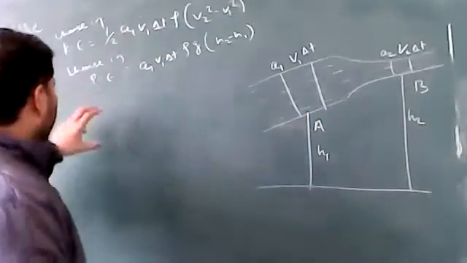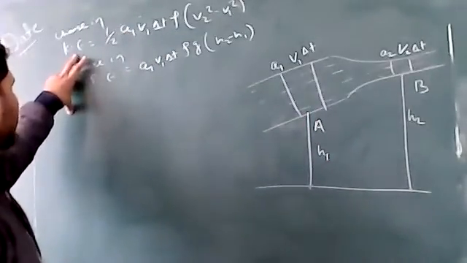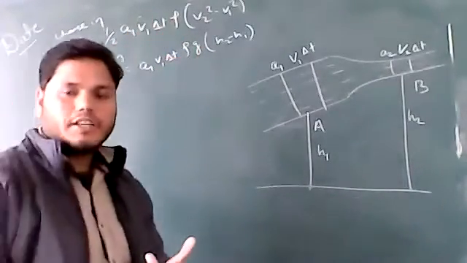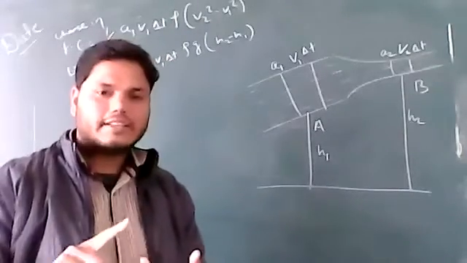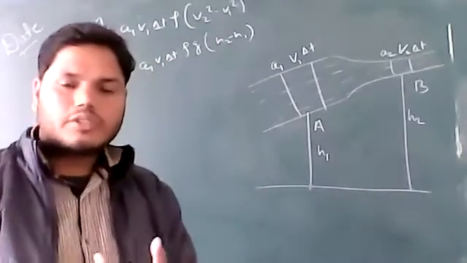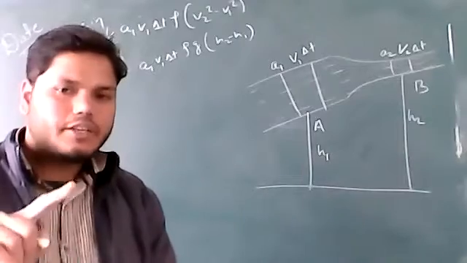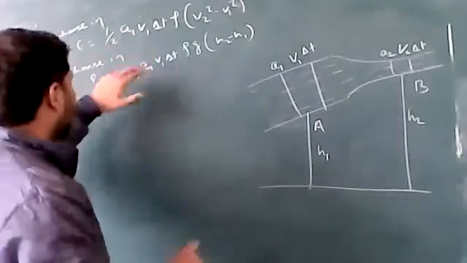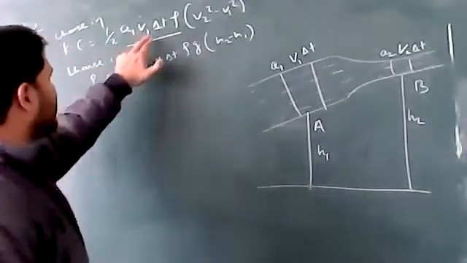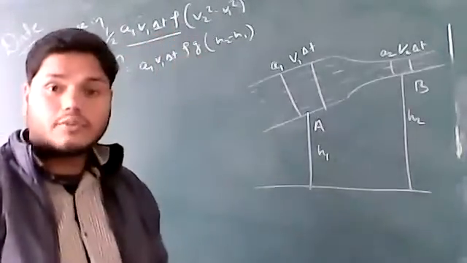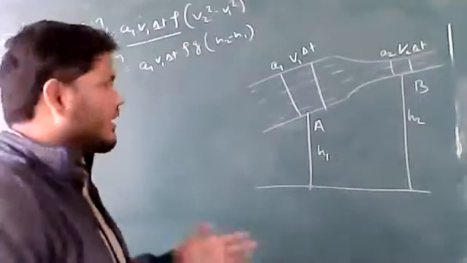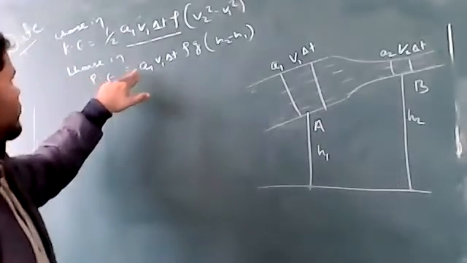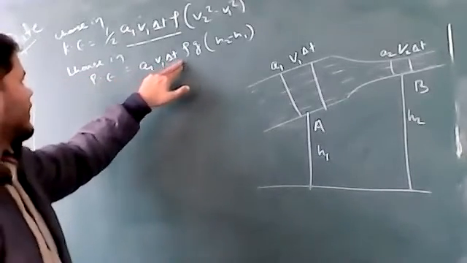Okay, and in case of change in kinetic energy, at the B point, what is the kinetic energy? Half m v2 square minus half m v1 square. If you take half m as common, then what will remain? v2 square minus v1 square. In place of m, we can write this much amount, that means A1 v1 delta t into rho. From equation 1, we have proved this. And the change in potential energy equals A1 v1 delta t into rho into g.